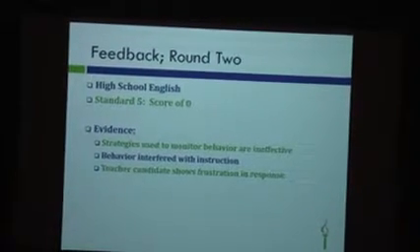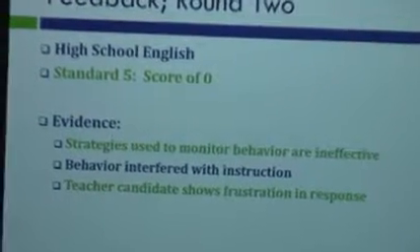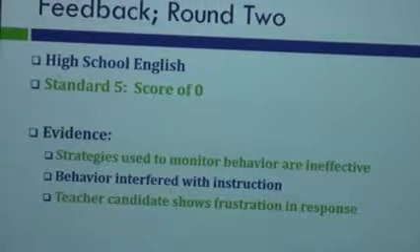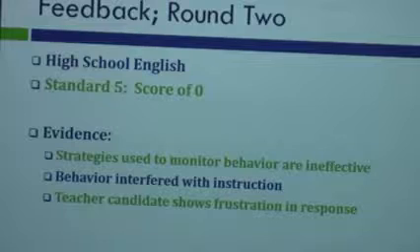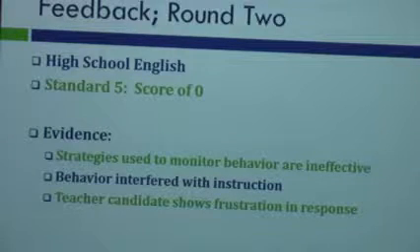Strategies used to try to monitor behavior were totally ineffective. That was a very chaotic lesson. Behavior interfered with instruction. It was limiting the opportunity for all students to be productively involved. And the teacher candidate was obviously very frustrated, and that frustration showed and was verbalized even. So that was an inappropriate example of standard 5.